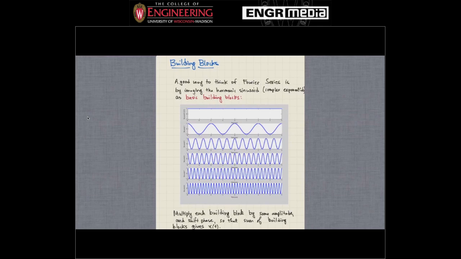All right, the next thing I want to talk about again is the concept of how a good way to think of the Fourier series is by imagining these harmonic sinusoids as being the basic building blocks. Our goal in finding the Fourier series coefficients is to find an amplitude and a phase for each one of these sinusoids.